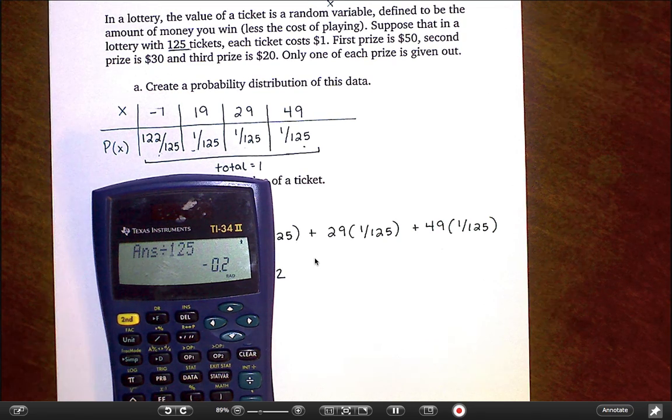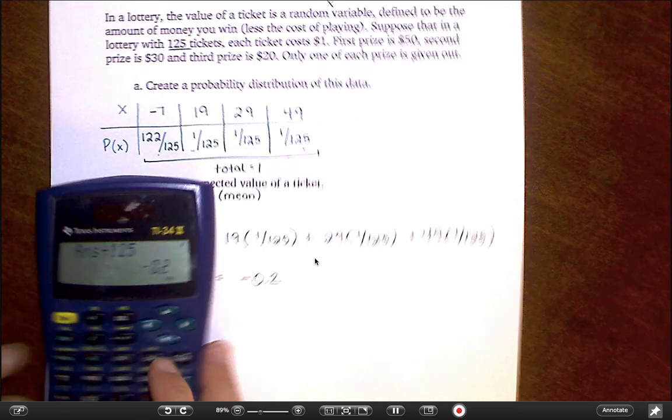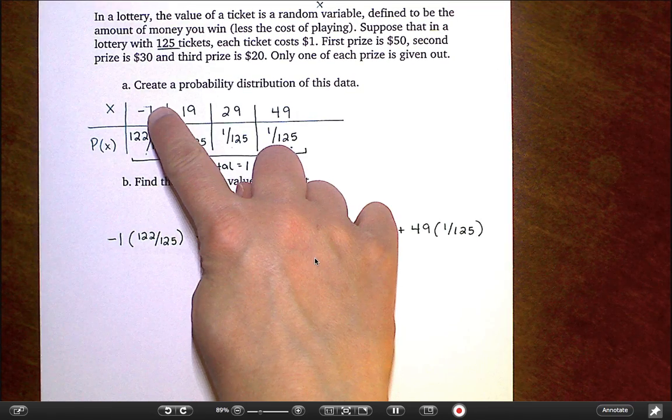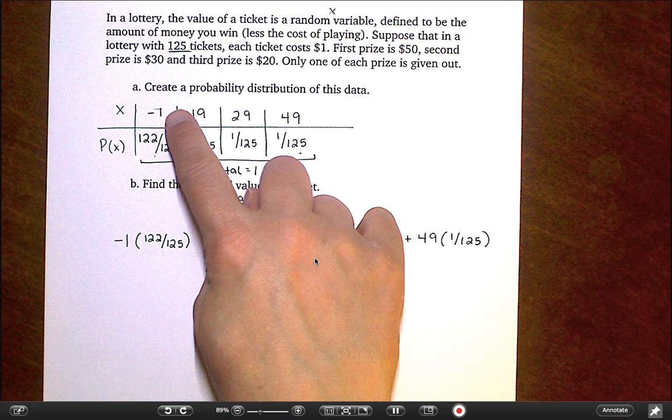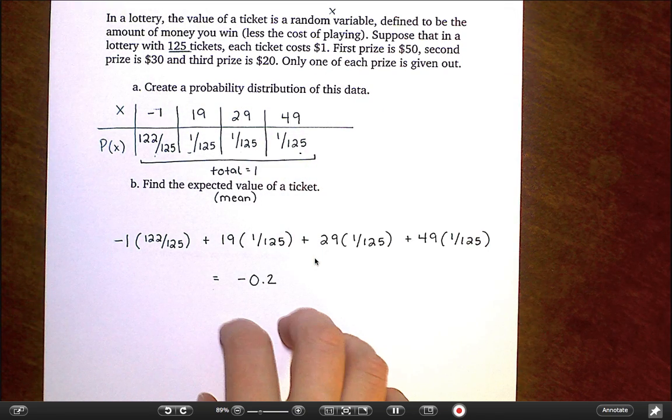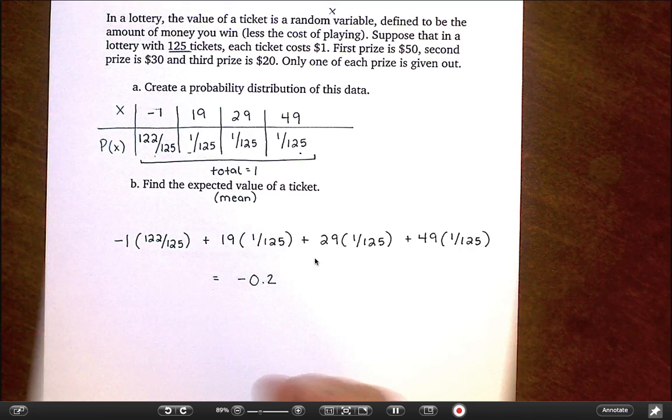Okay, so just an easier way to type that calculation in, but really that's what expected value is when you take each value of x and multiply it by its probability and then add those all together. And what that's really telling you is, on average, what do you expect to happen?